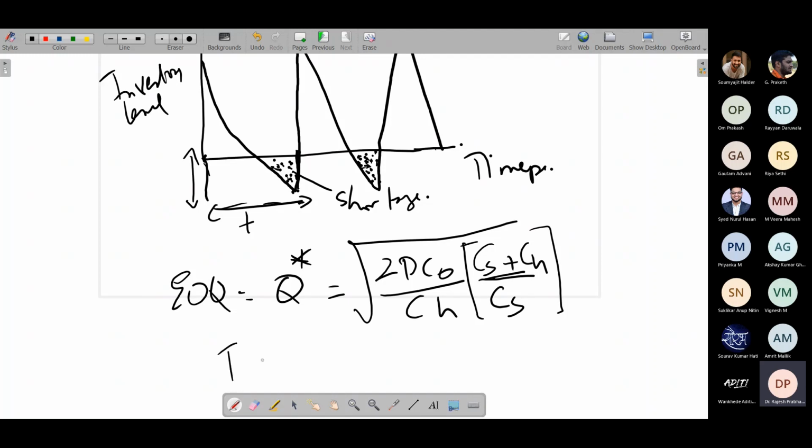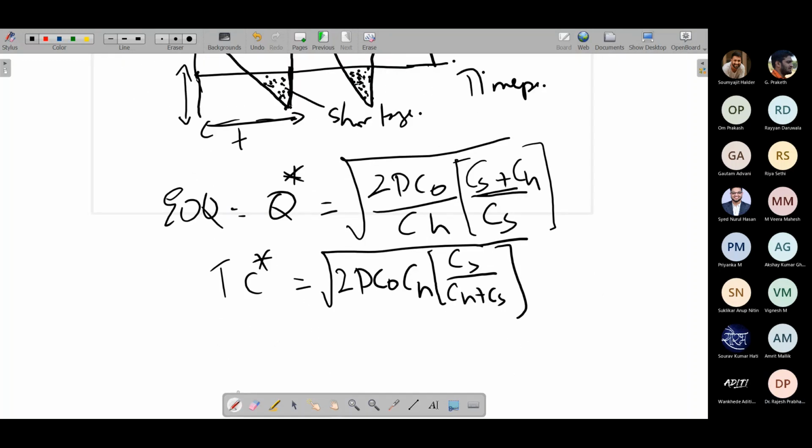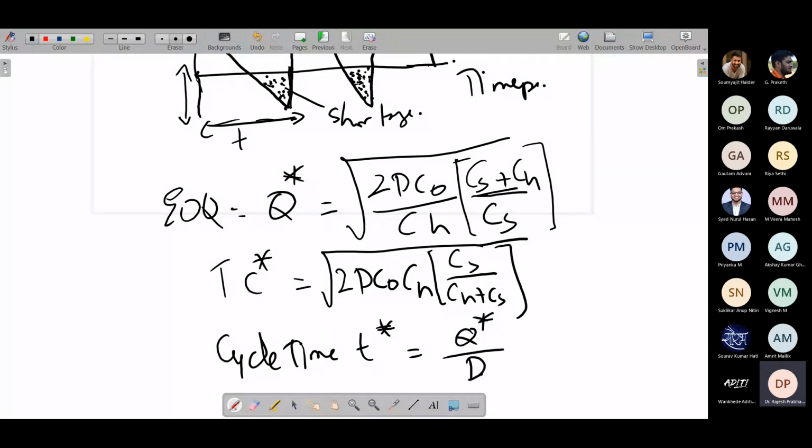So TC star, the total inventory cost, is equal to root of 2 into D into CO into CH into CS by CH plus CS. And the cycle time T star is equal to Q star divided by D. D is the demand.